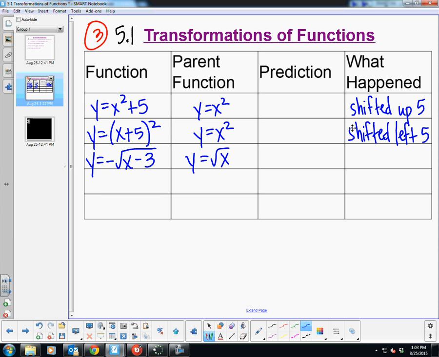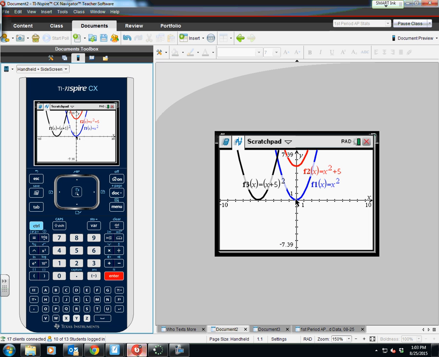So predict what you think will happen from the parent function. What do you think will happen with that negative and the minus 3 that's under the square root? So make a prediction, and then clear everything and graph those two after you've made the prediction.